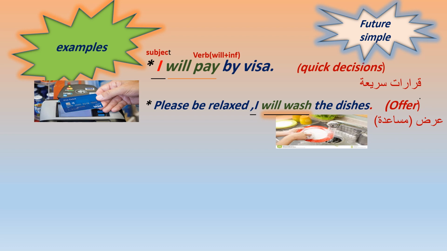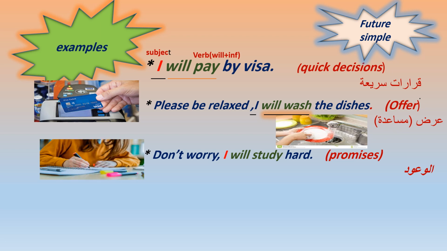I is the subject, will wash is the verb. Don't worry, I will study hard. لا تقلقي، أنا سوف أدرس جيدا. This is a promise. And in the promises في الوعود نستخدم the future simple tense.